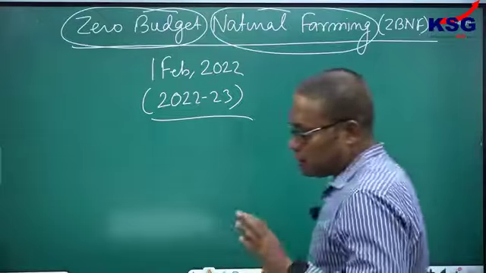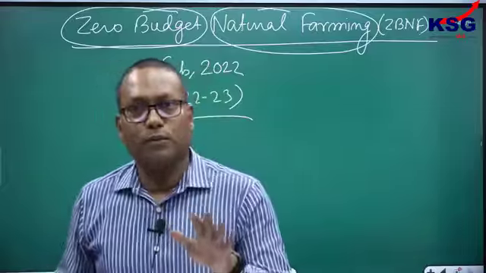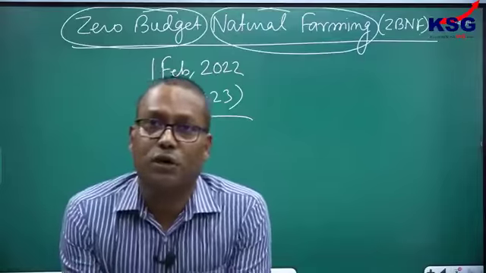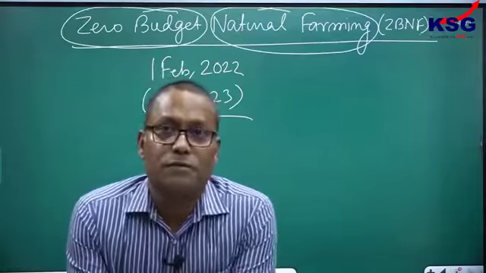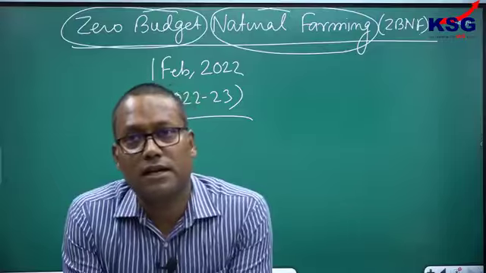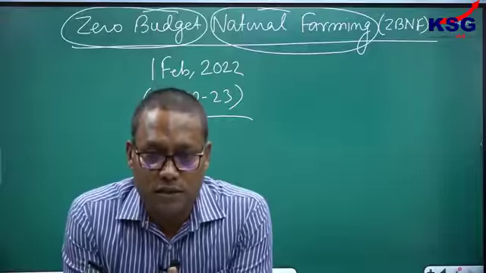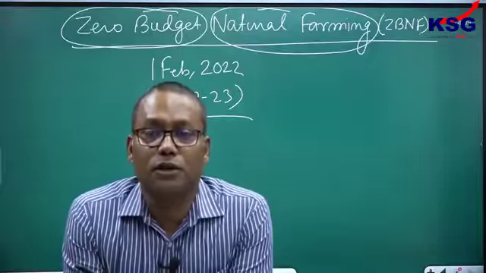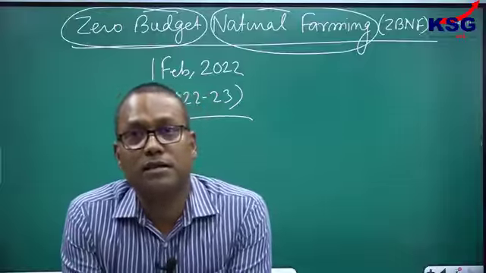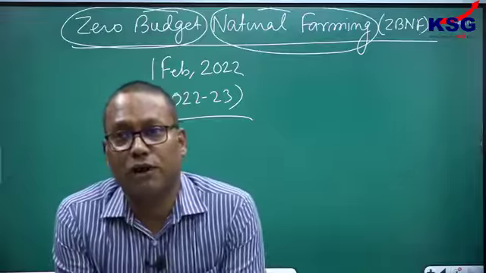For this zero budget natural farming, you have to see the background, and why ZBNF is the requirement for today's economy and today's farmers. This ZBNF concept started from Karnataka. Karnataka is the first state in India to start this concept, and now it has become a farmers' movement, particularly for marginal and small farmers. They prefer zero budget natural farming more.